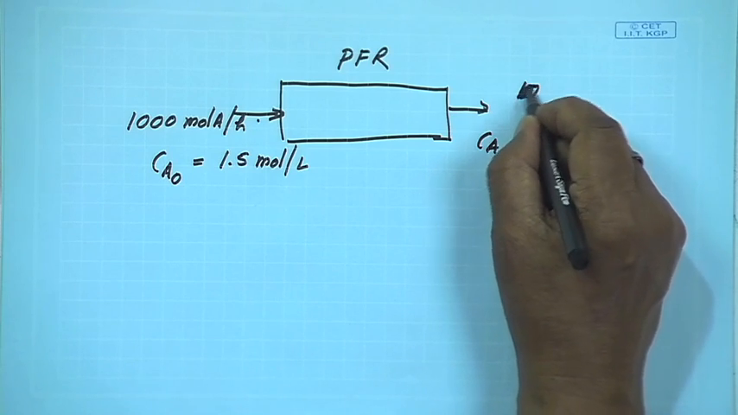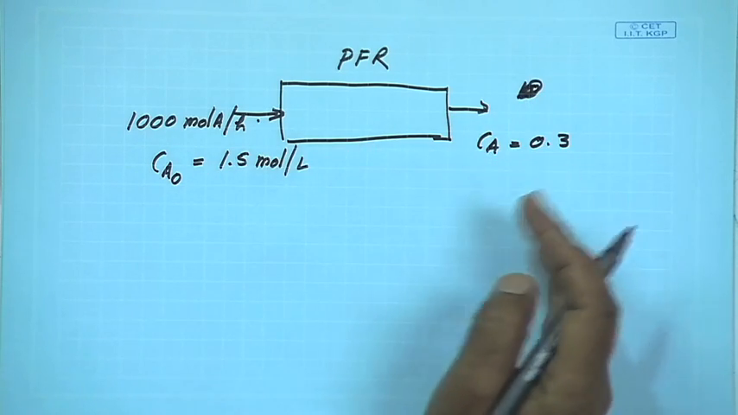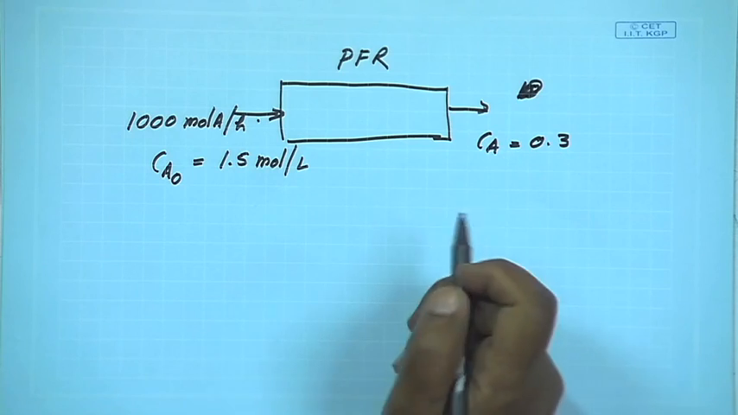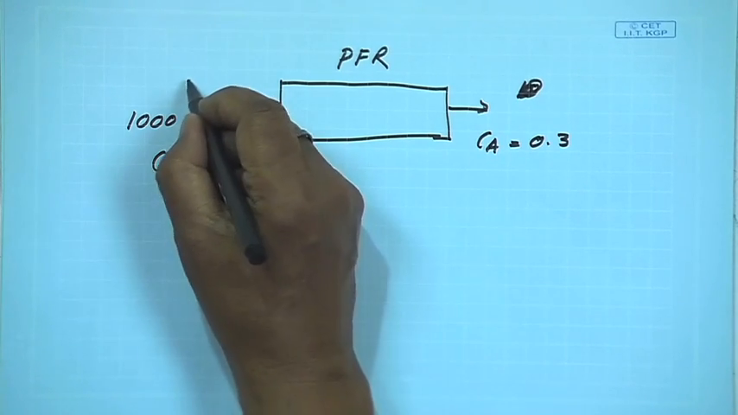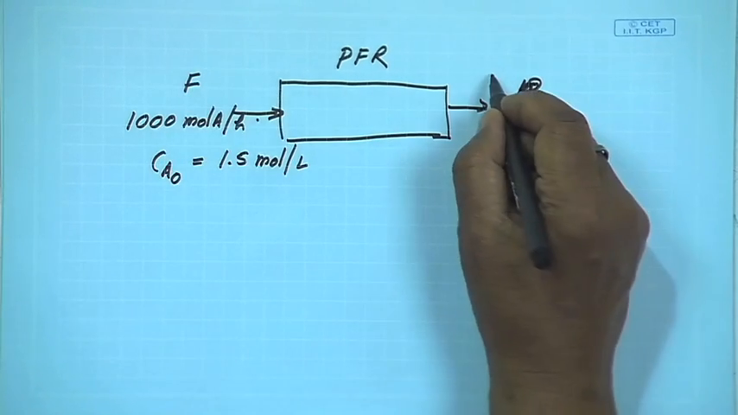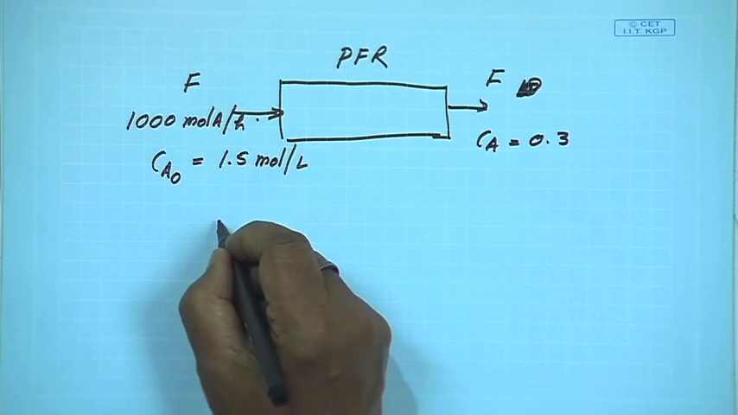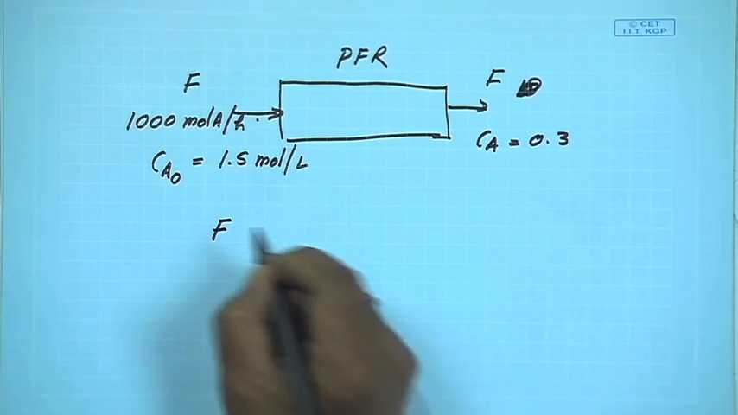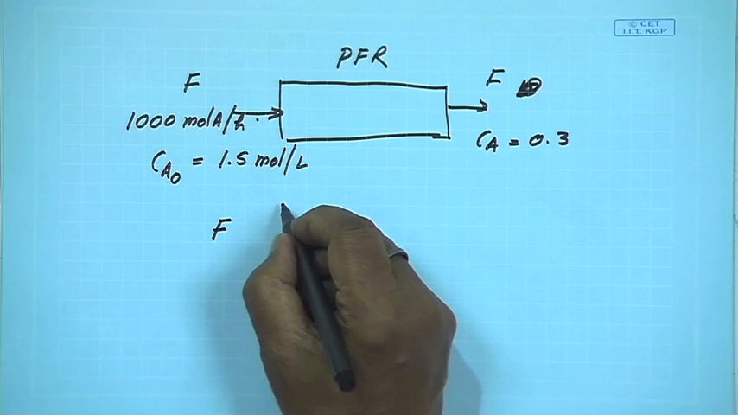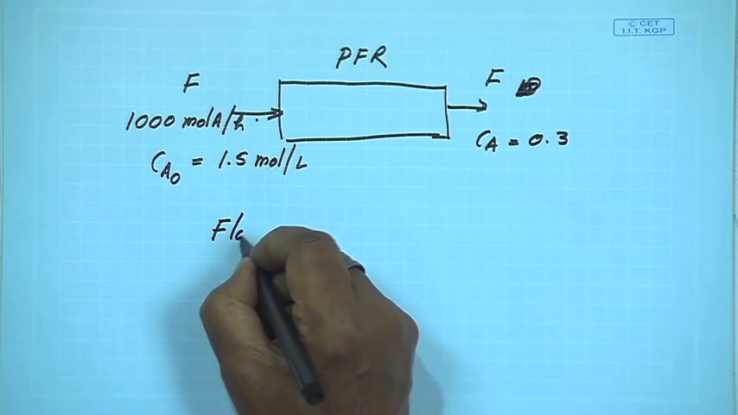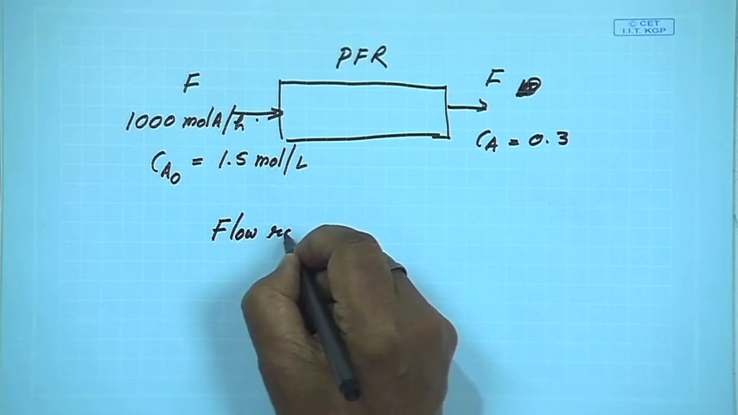Now this cannot be same. 100 moles of A will be converted to B, might be. So flow rate will be same. But if you consider here flow rate, that you can find. How we can find out the flow rate? Flow rate you can easily find out. This is the flow rate. How you can find out the flow rate?